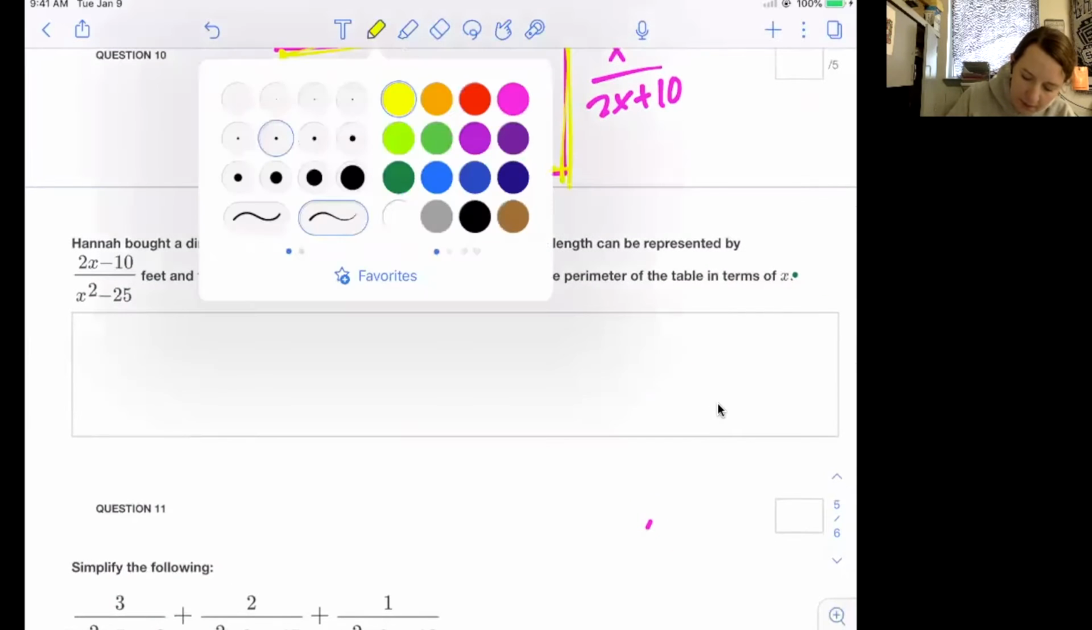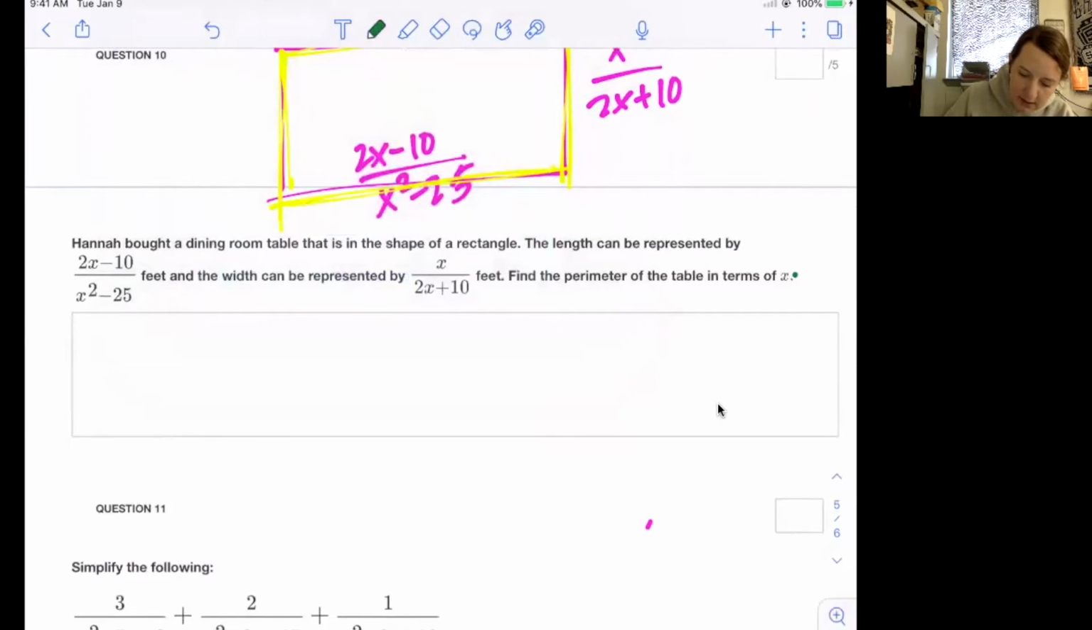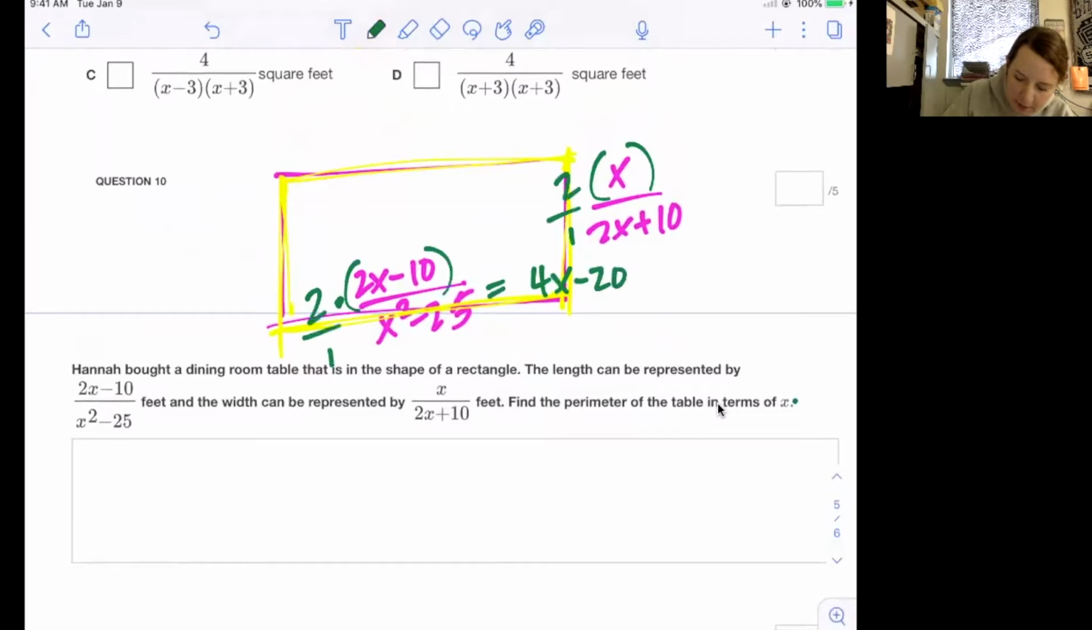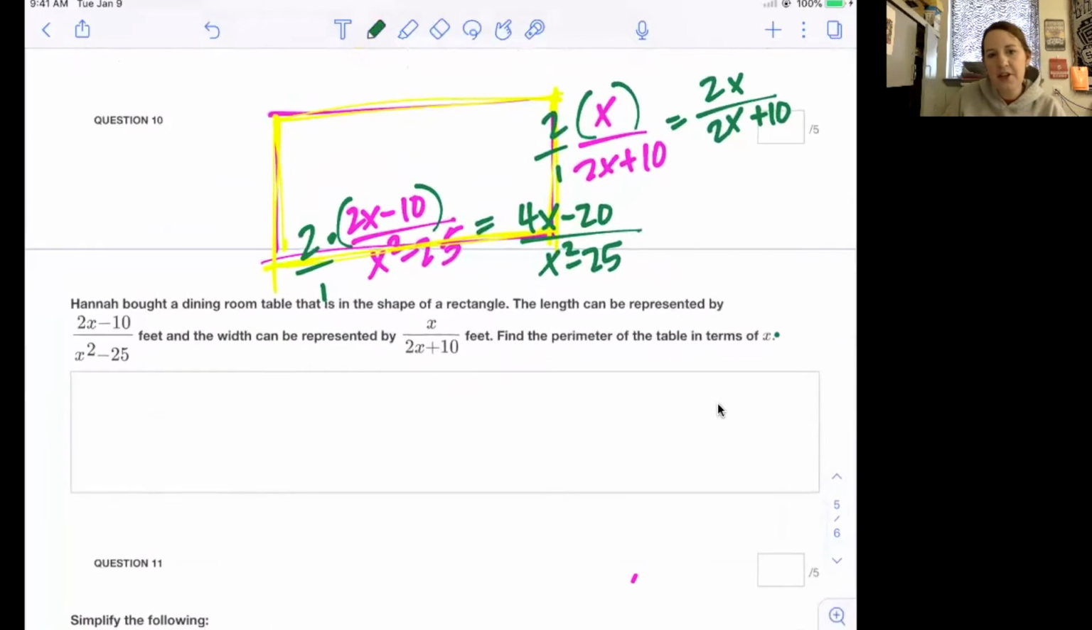So I'm going to go ahead and multiply each of these by 2. And it's technically a 2 over 1 if we wanted to make it a fraction. Multiplying it by 2 because I have 2 lengths and 2 widths. So this is going to be (4x minus 20) over (x squared minus 25). That's going to be the top and the bottom. This one's going to be 2x over (2x plus 10). So we need to add those two things together to account for both of our lengths, both of our widths.